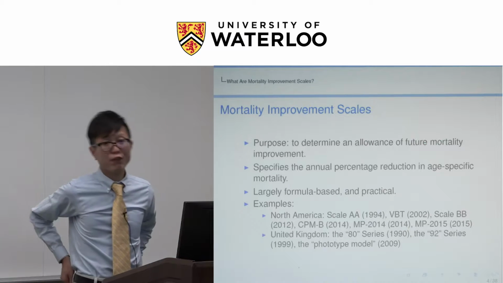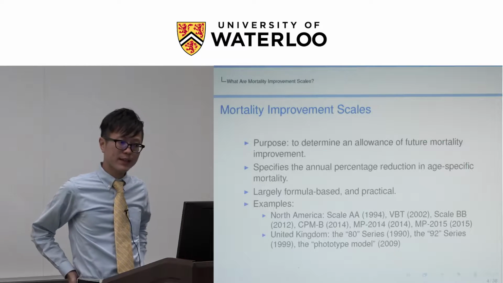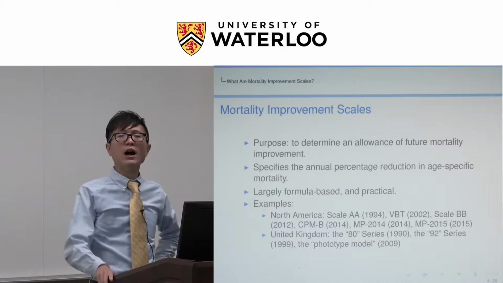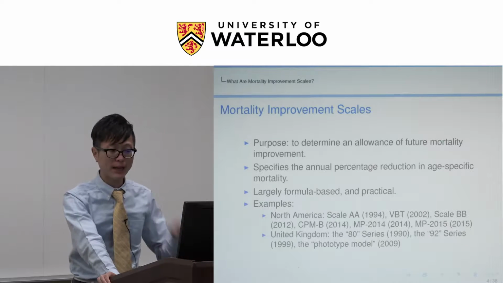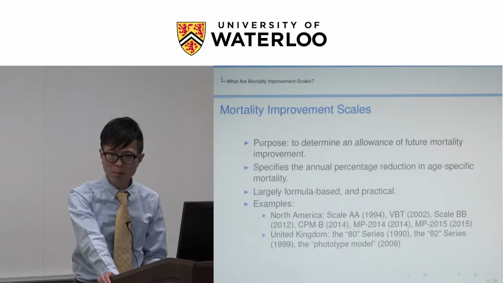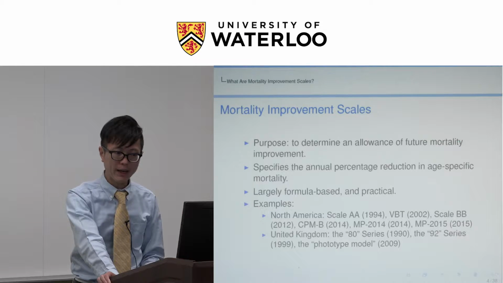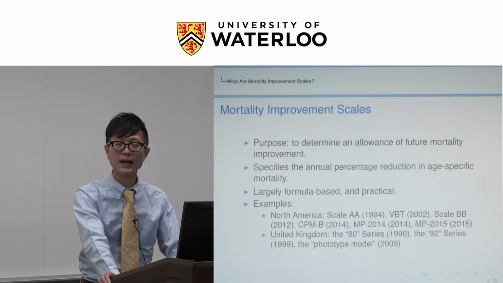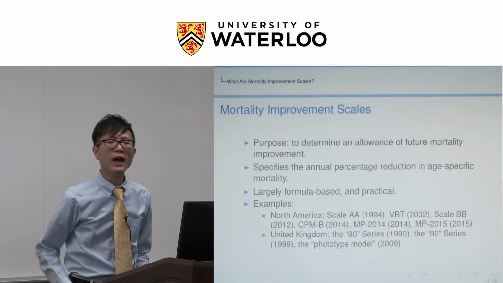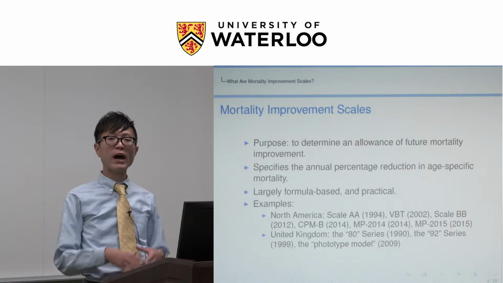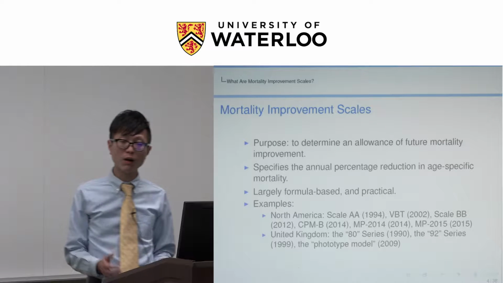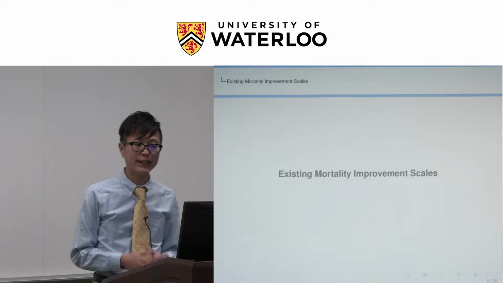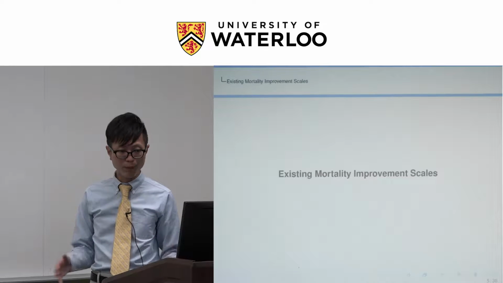And there are quite a few existing mortality improvement scales. In North America, we have Scale AA, the scale in the valuation basic table, Scale BB, CPM-B, AMP 2014, AMP 2015, and the newest AMP 2017. And in the United Kingdom, we have also seen quite a few mortality improvement scales as well. Let me review some of the existing mortality improvement scales.